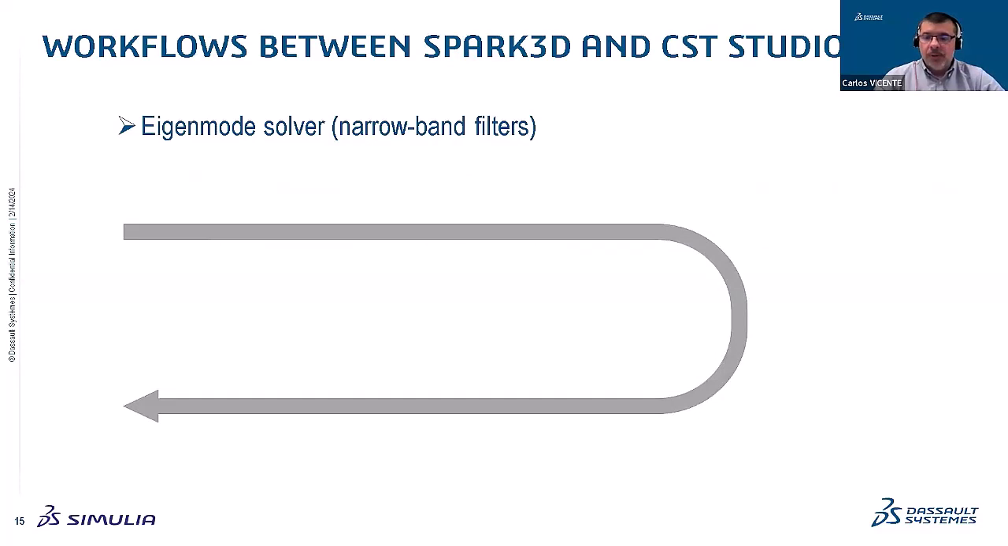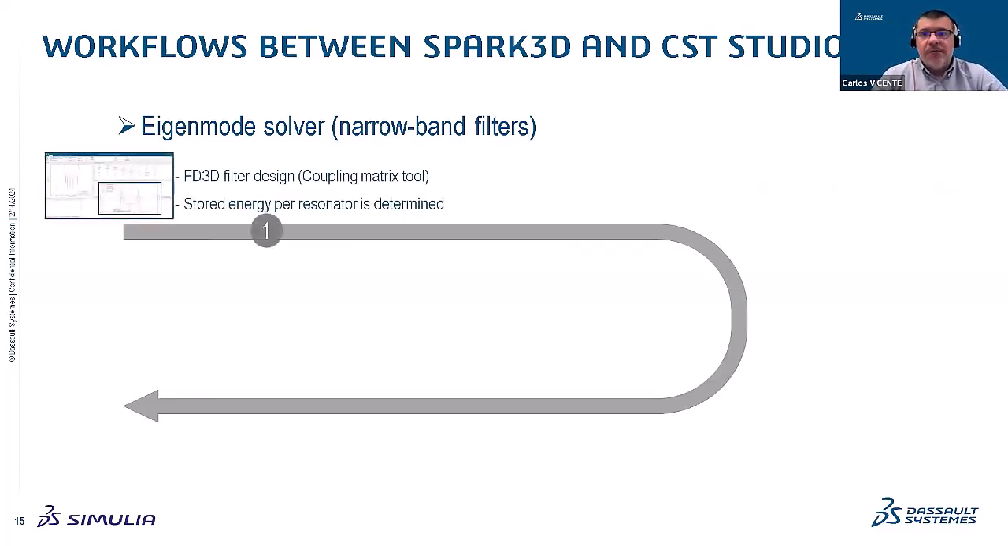So how does this work? Basically, first, you have your filter specifications, and you can use FD3D, our coupling matrix tool, to extract the matrix for a particular topology. And then FD3D also performs a power analysis in which the stored energy per resonator is given, okay, in the complete frequency band. So this is something you do before you do any 3D work. This is just at circuit level. You know the stored energy per resonator in that particular filter configuration.